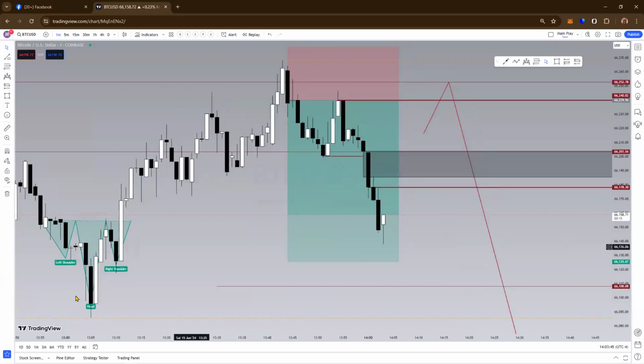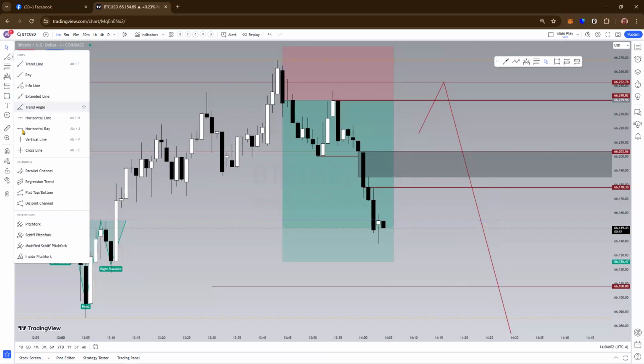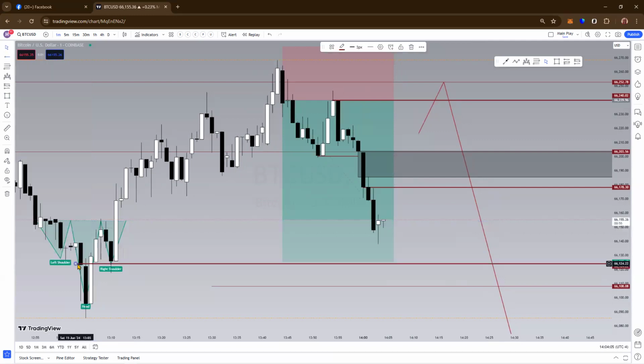But this is considered the neckline. Put a line on the neckline. It's the neckline. Okay. Or you could manually close out your trade and made a profit.